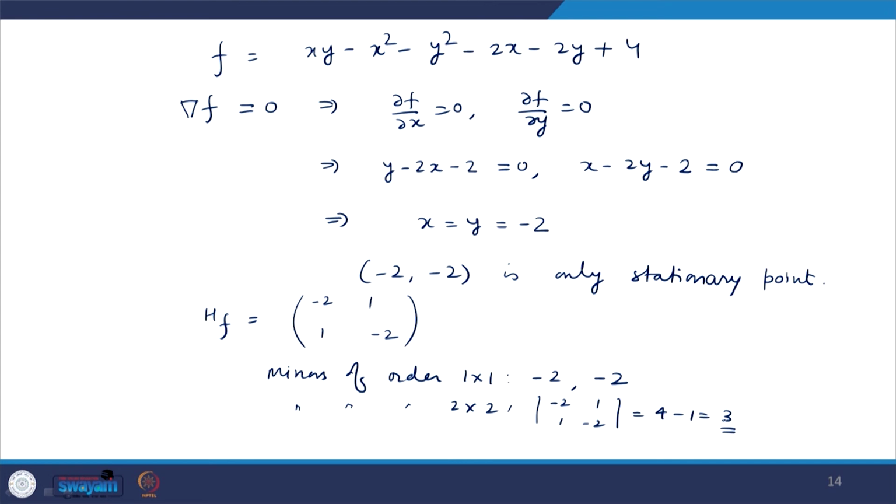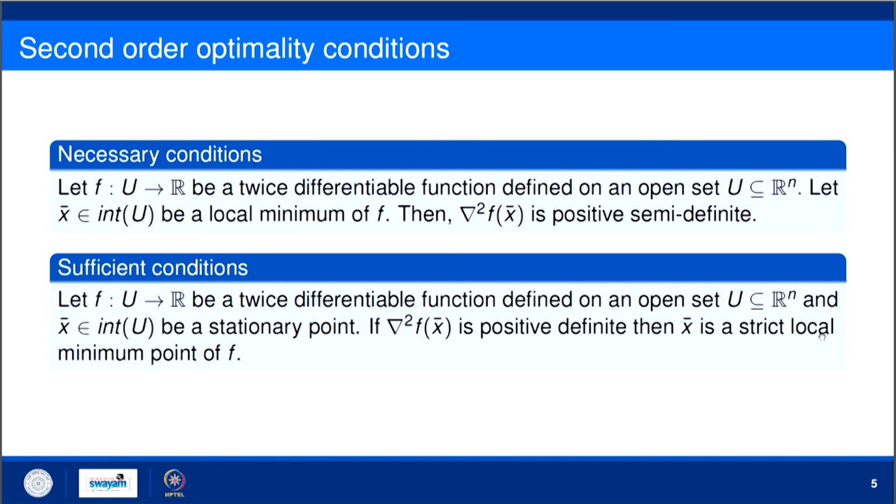So, by this we can say that this matrix is negative definite, and since it is negative definite, that means this point is the point of local maxima of f. Because the same theorem can be stated like this also: if the Hessian matrix of f at x bar is negative definite, then x bar is a strict local maximum point of f.